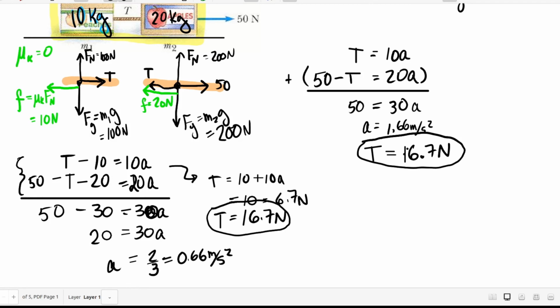The reason this happens is that the frictional force is proportional to the mass of each object, so it's proportional to the inertia of each object, and that means that the tension is unchanged even though the acceleration changes.